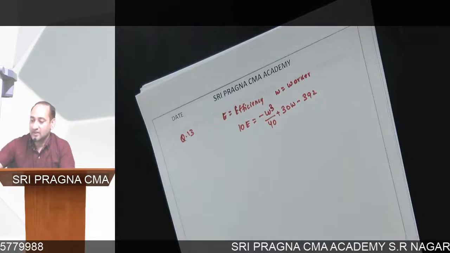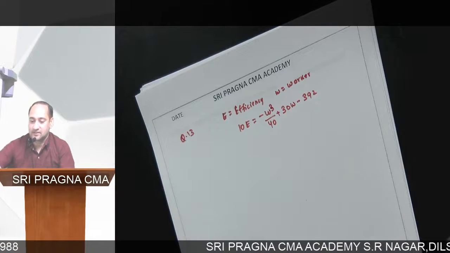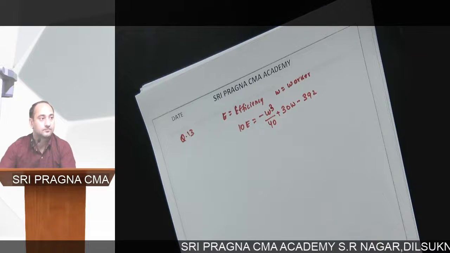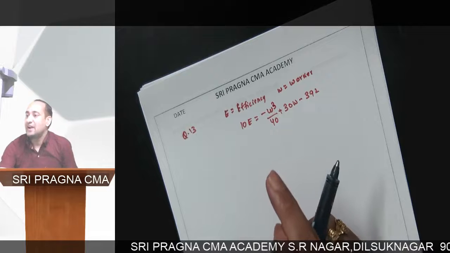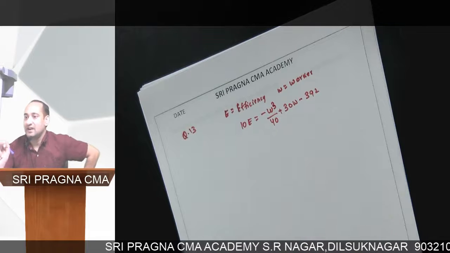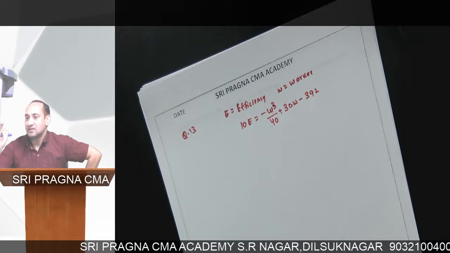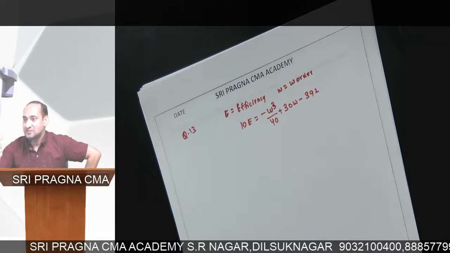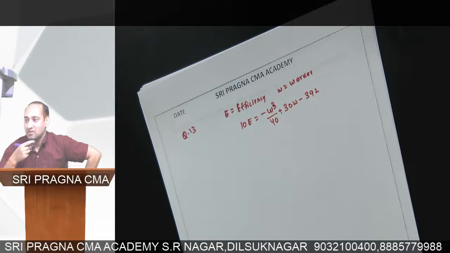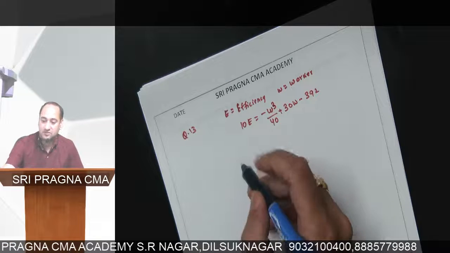So let us do these sums. What do I need to do? We need to find dE by dW. So we have to follow three steps: step number 1, step number 2, step number 3, because I need to check whether the efficiency is maximum or not. Am I clear? So let us do it.